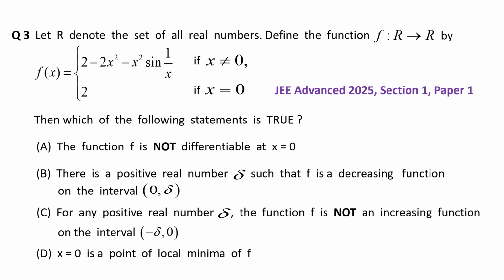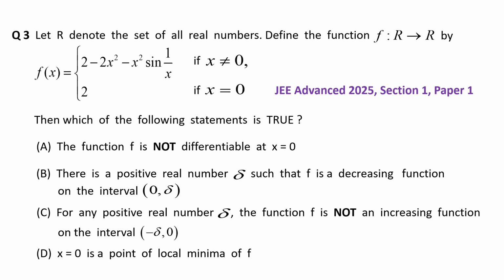It says, let capital R denote the set of all real numbers. Define the function f from R to R by f of x equal to 2 minus 2x square minus x square into sine of 1 upon x if x not equal to 0, and f of x equal to 2 if x equal to 0. Then which of the following statements is true?